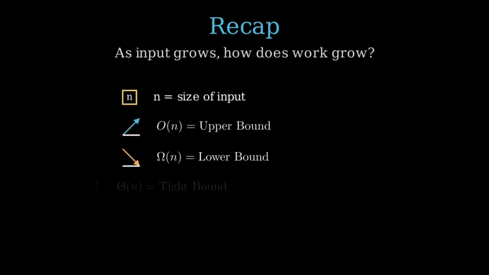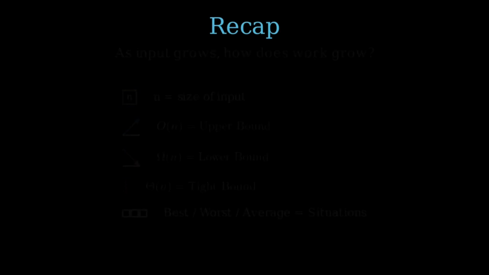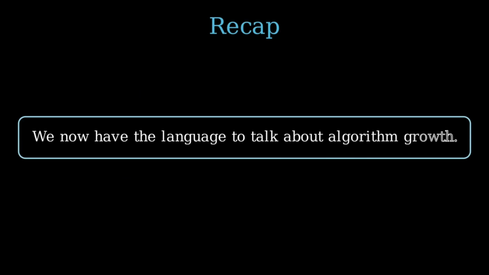So, everything we discussed today comes back to one simple question. As the input size grows, how does the amount of work grow? Time complexity helps us answer that question using notations like big O, big omega, and big theta.